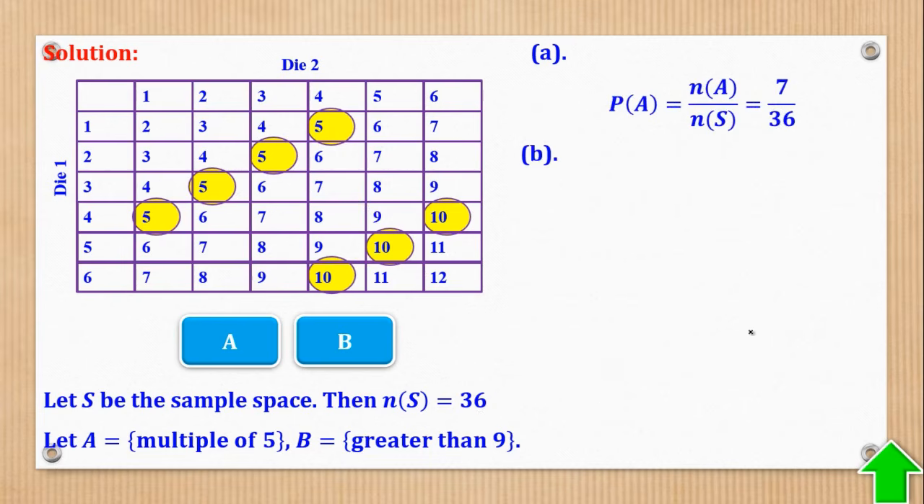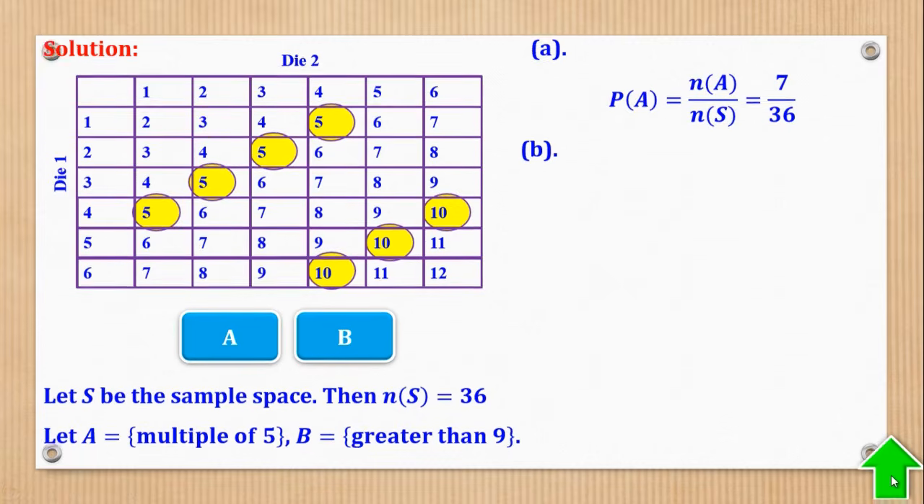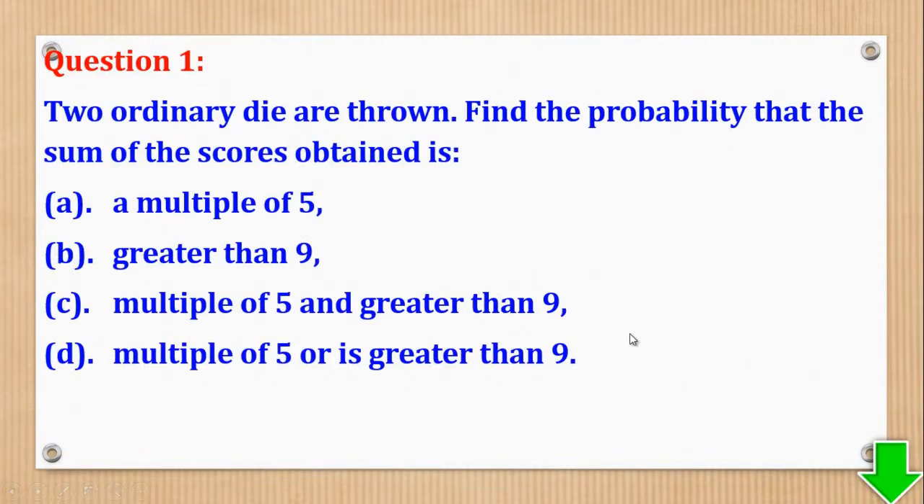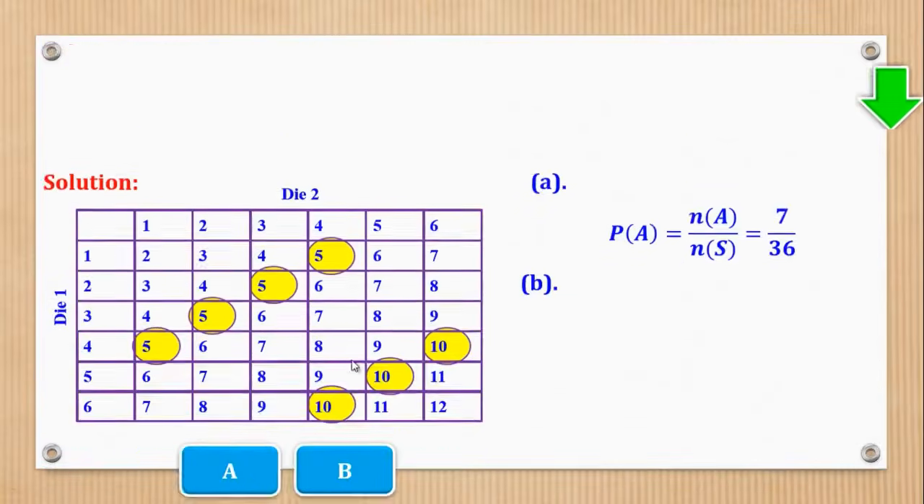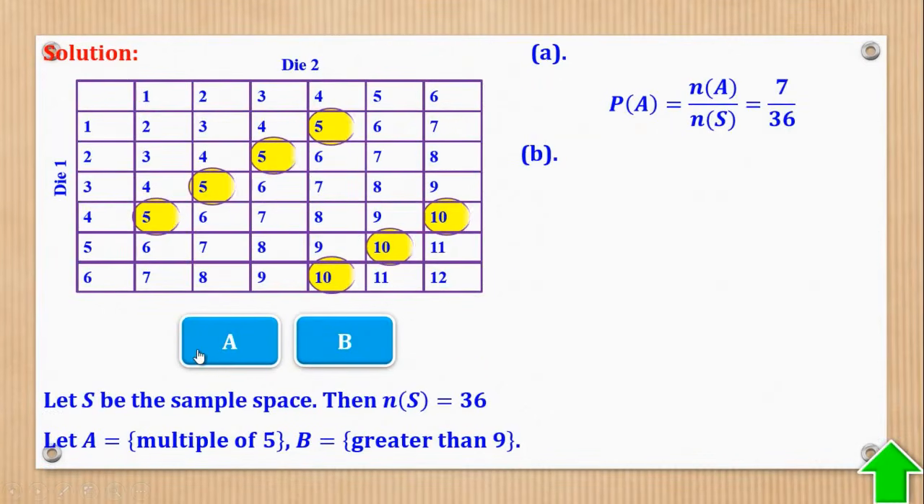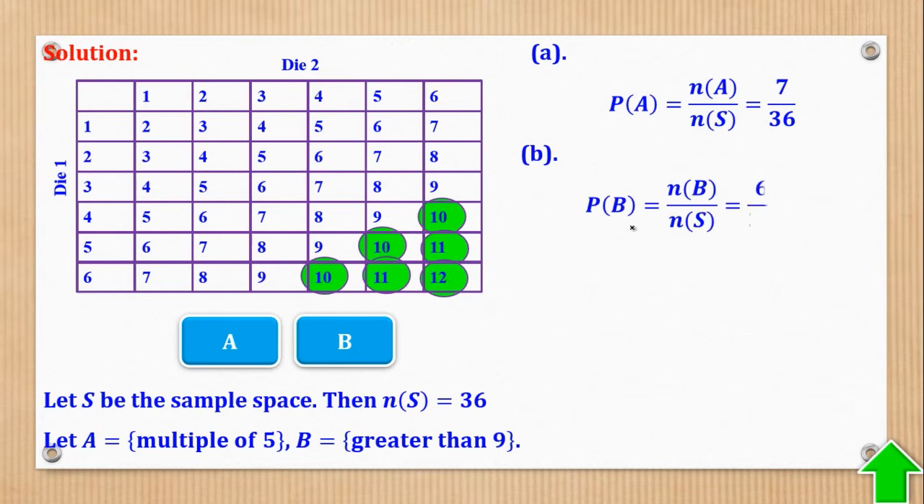Then for part B, they want the sum to be greater than 9. So you look for sums which are greater than 9. Those are 1, 2, 3, 4, 5, 6. Therefore the number in the event is 6, so the probability will be 6 over 36. You can choose to stop here or complete by reducing. Any is okay.